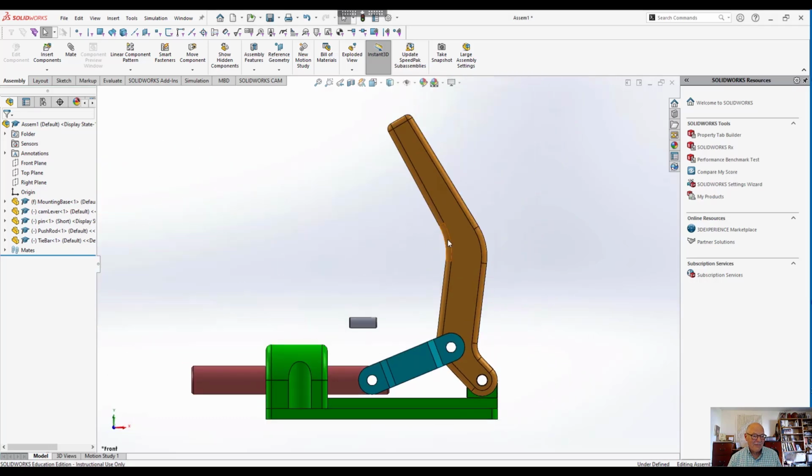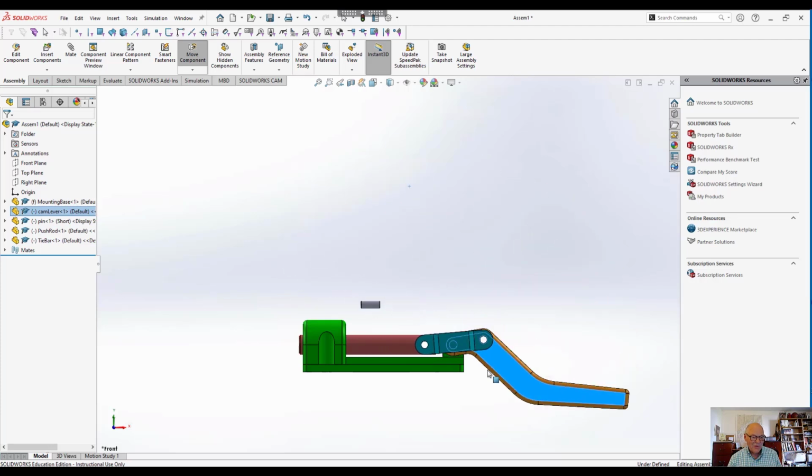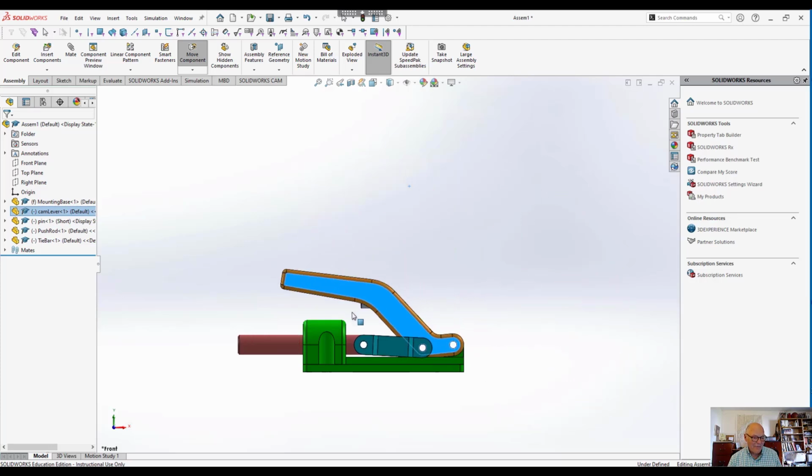Look at it from the front now. Looks like this. Push it that way, the piston goes out. Do this way, piston comes in. Now it will not automatically stop here.